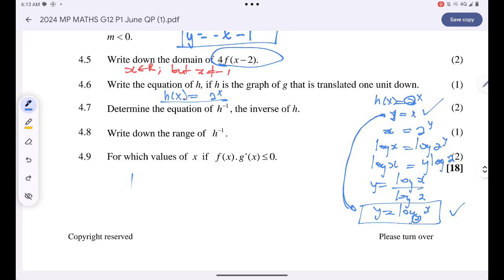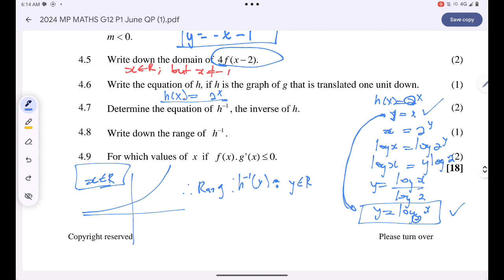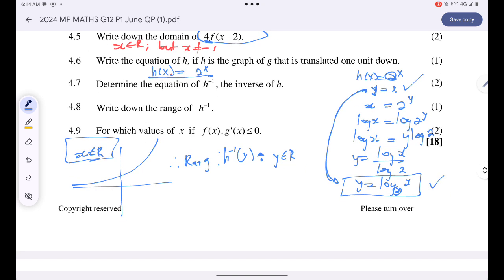Since our graph was just going to be like this, that means its domain was just going to be x is an element of real numbers. Are you together? Therefore, I can simply say that the range of my inverse will simply be y is an element of real numbers. But if you don't want to check it through the original graph, you can simply draw your inverse graph. It will just look like this.